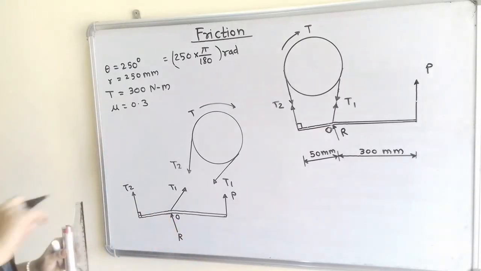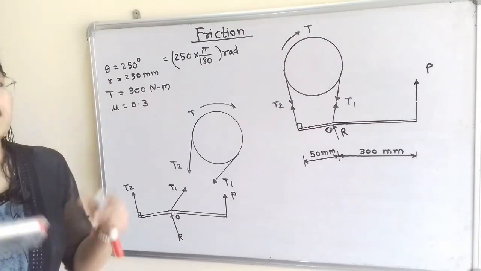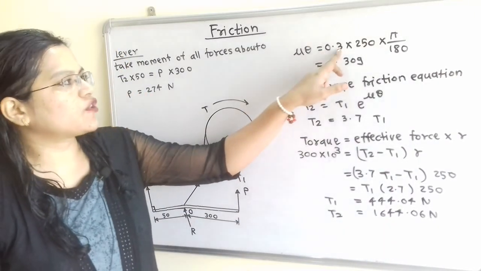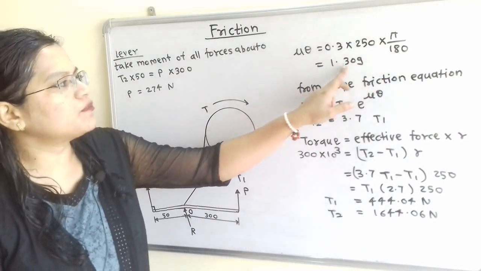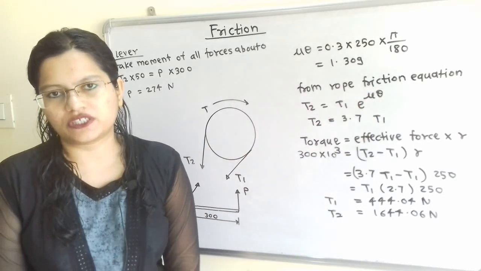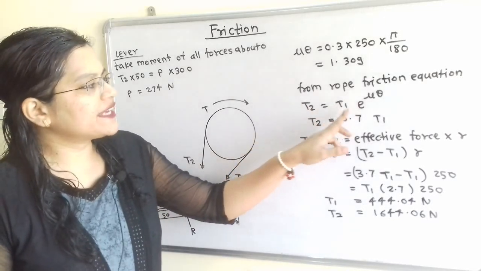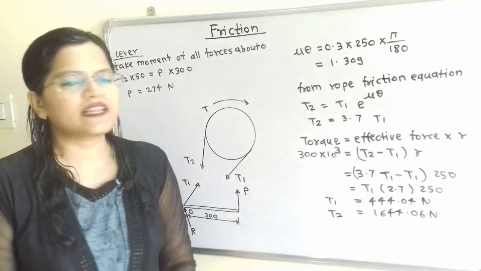So here is the point O. Now this free body diagram is completed. We will calculate mu theta, which is equal to 0.3 into 250 into pi by 180, which is equal to 1.309. Now from the law of rope friction, we know that T2 is equal to T1 e raised to mu theta. So we will directly put this value and we will calculate.